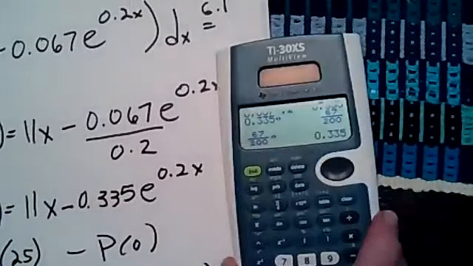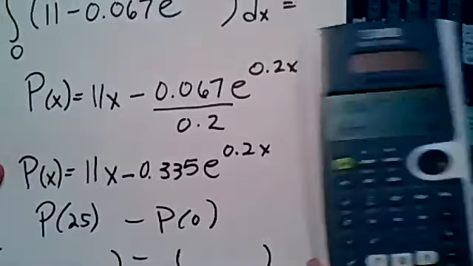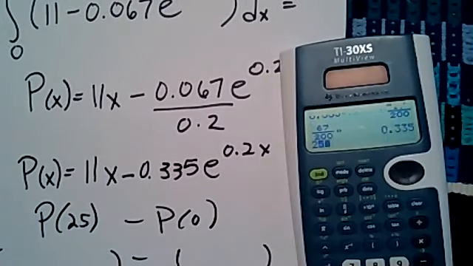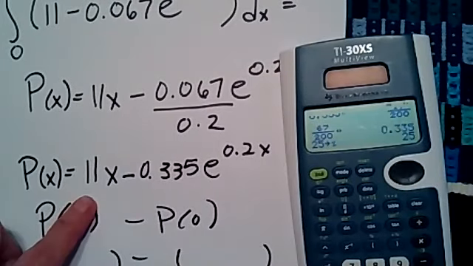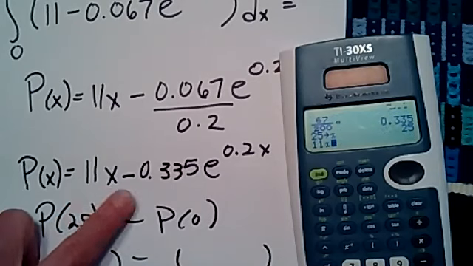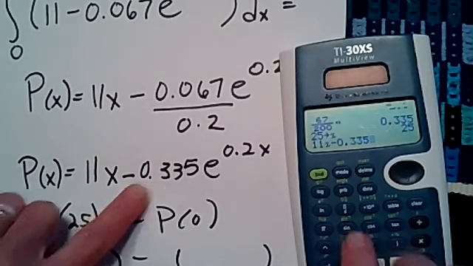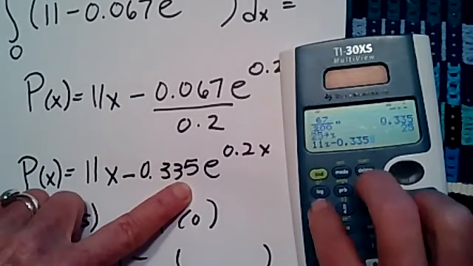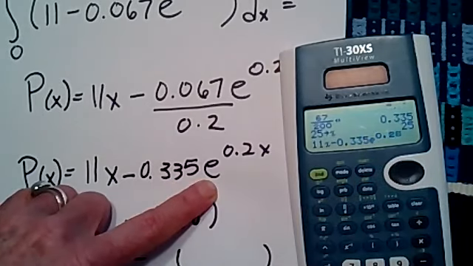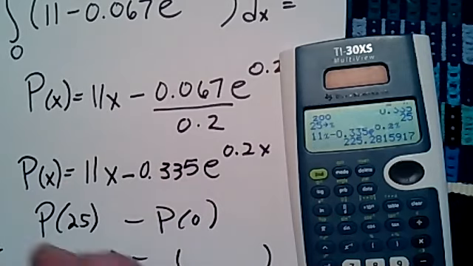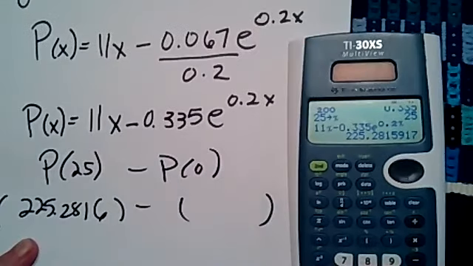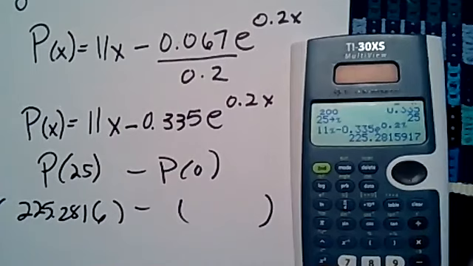So let's do 25, store for X and enter. And type in my antiderivative, 11x minus 0.335 e to the 0.2x. And that's 225.2816. I leave it long, I don't round it to dollars and cents until the end.